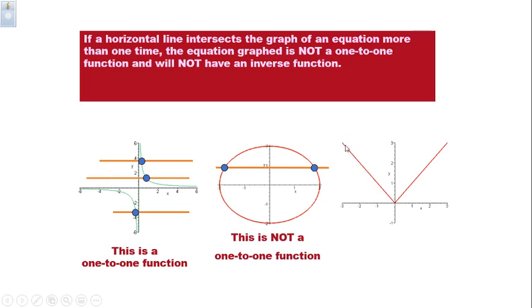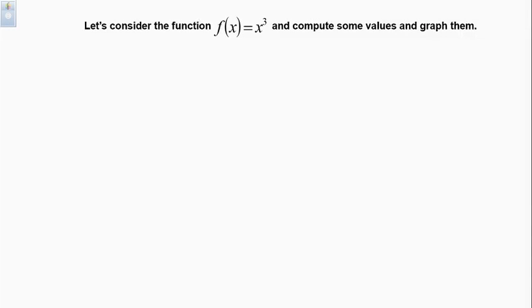This graph is a function, it's the absolute value graph, but when I draw a horizontal line through it, at least once, the horizontal line cuts it more than one time. So this is not a one-to-one function, so this function is not invertible. The function is not invertible.